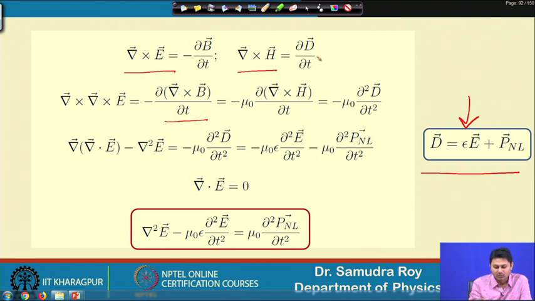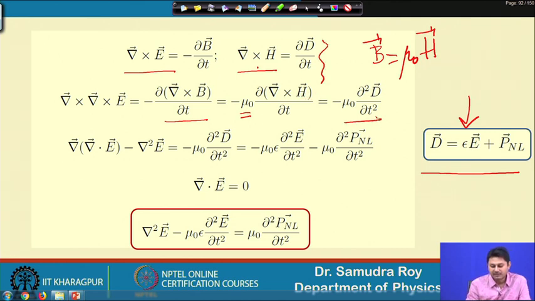if from this first equation I do curl of E, and for this curl of B I use this one, then it will be curl of H with mu 0, because B is mu 0 H, and then for curl of H I am going to use this term. So, it will be the second order derivative with respect to time and D. So, this curl of curl of E can be represented in a standard form.